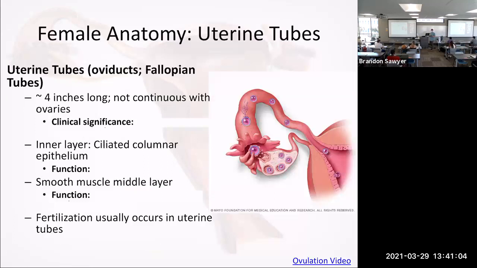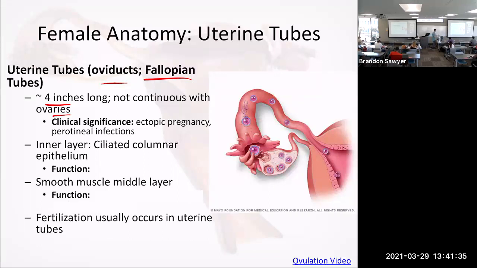also known as fallopian tubes or oviducts, they're only about 4 inches long. Okay, and again, not continuous with the ovaries. The clinical significance of that is what I was just talking about. This is what can lead to ectopic pregnancy or peritoneal infections. That peritoneal cavity is that space kind of around the uterus, around the ovaries. If certain substances make their way up through the fallopian tubes and exit out into that space, infections can occur.